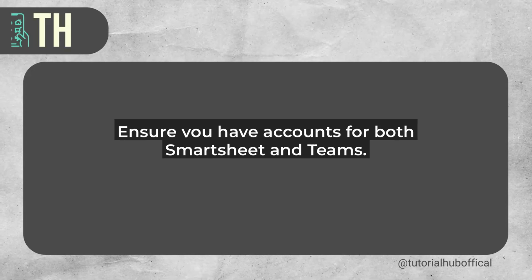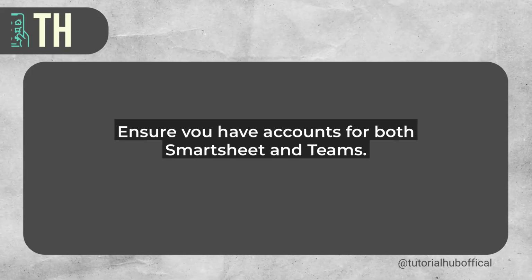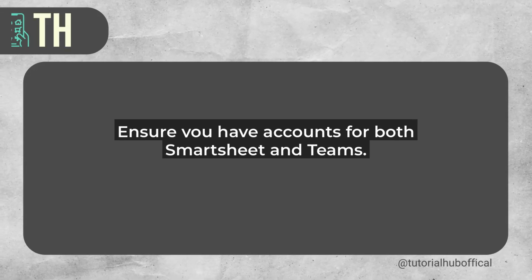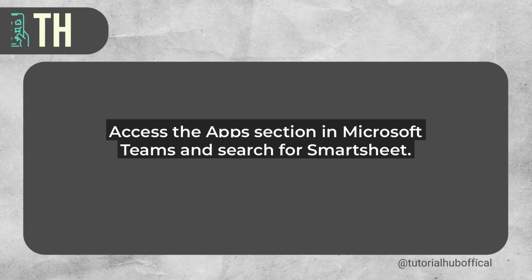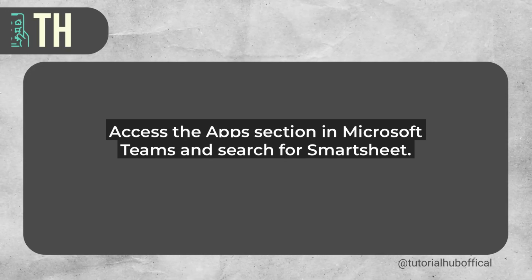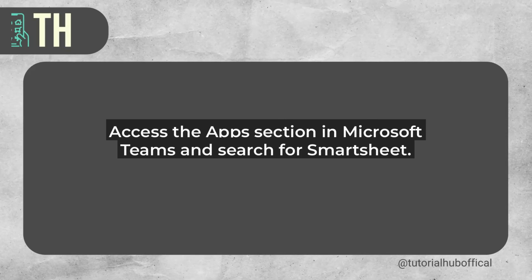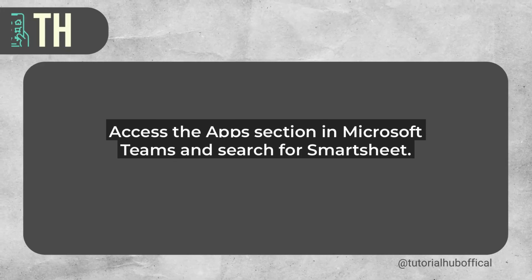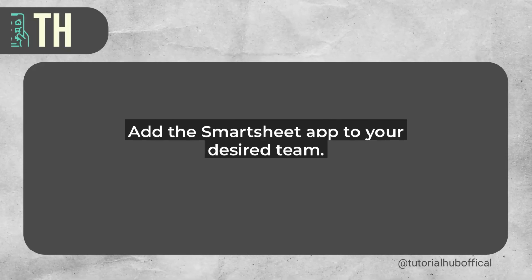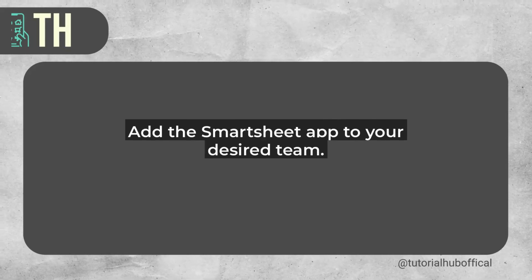Let's get started. First things first, make sure you have accounts for both Smartsheet and Microsoft Teams. If you don't, sign up quickly, it's free for basics. Once you're logged in, open Microsoft Teams and head to the Apps section. Search for Smartsheet in the App Store. You'll see it pop up as an official integration. Click on it and hit Add to a Team. Select the team where you want this integration, then confirm.